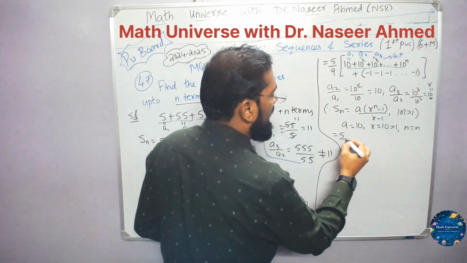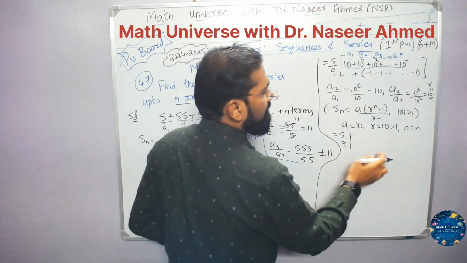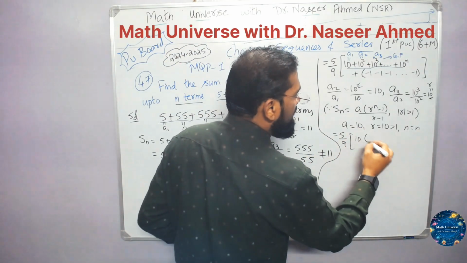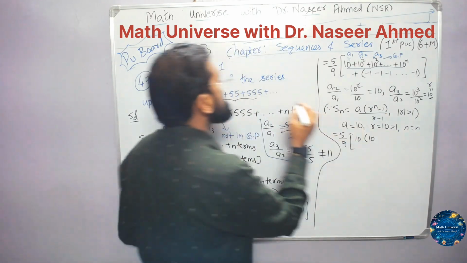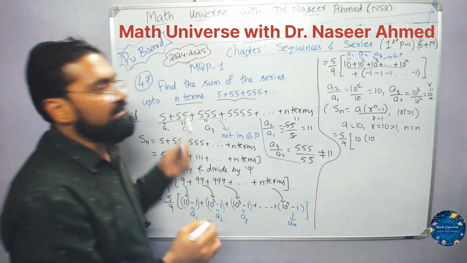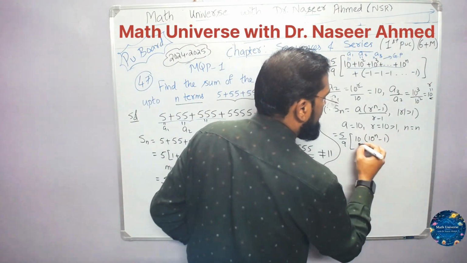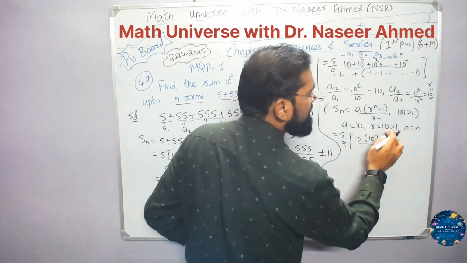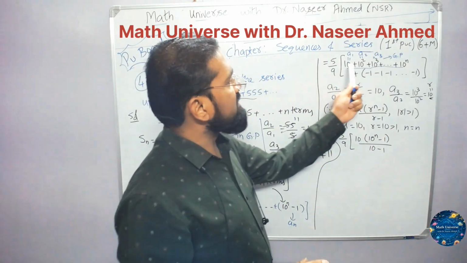So 5 by 9 times of A. What is A? 10. Into R. What is R? 10. N remains n because the question said find the sum up to n terms. Minus 1 divided by R minus 1. R is what? 10. So 10 minus 1. I hope you are clear. So we have found the sum of this.